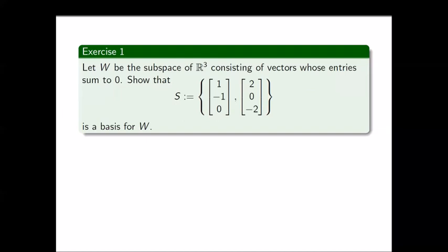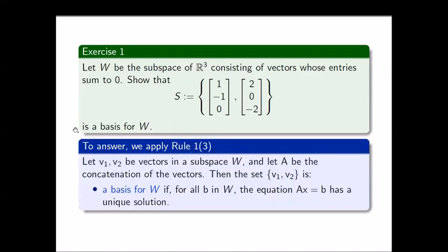So we're given a subspace of R3, W. W consists of all vectors whose entries sum up to 0. We want to show that this set with just these two vectors is actually a basis for W. Because the question is related to this set being a basis for W, we're going to use the third property that we saw in the previous slide.